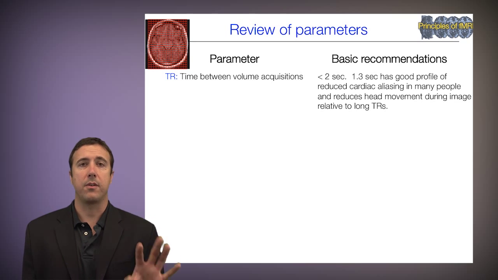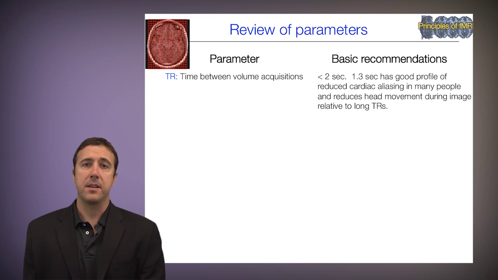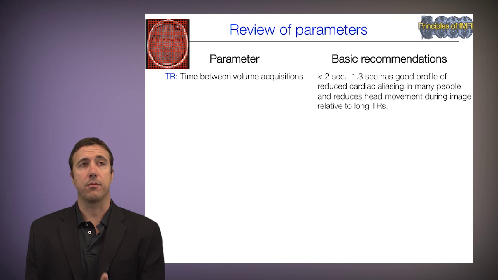So let's look at some of these parameters. So the TR is the volume time between acquisitions, and a basic recommendation is to keep this under 2 seconds. We found that 1.3 seconds has a good profile for many people in terms of reduced aliasing of cardiac noise.